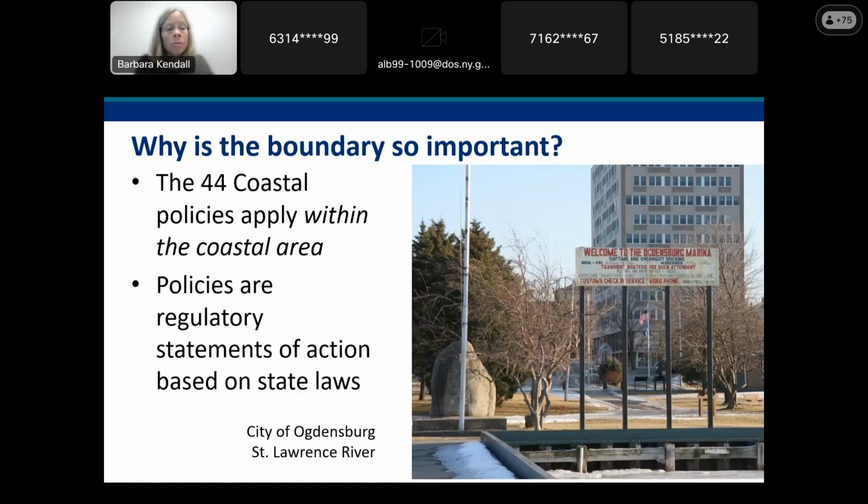Why is this boundary so important? The coastal policies apply within that coastal area, and then when we get to talking about inland waterways, within the inland waterway area. And those policies, which we'll talk about in two sessions from now, are regulatory statements of action that are based on state laws and are used to help make decisions about actions within the coastal area, permits, funding, and other actions. So the boundary is very important for those reasons.